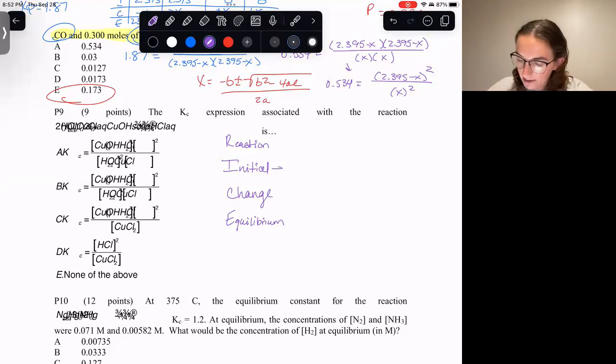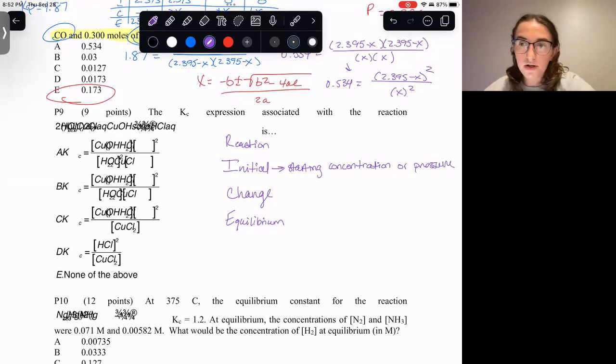But your initial is the starting concentration or pressure. So this will usually be given to you in the question, or you're given an equilibrium value, and based on values that are given to you in the question, you might be starting with the equilibrium, and then you can get back to what that initial pressure or initial concentration was. Erica, I'll answer your question once I finish this. So that's going to be your initial concentration or pressure.